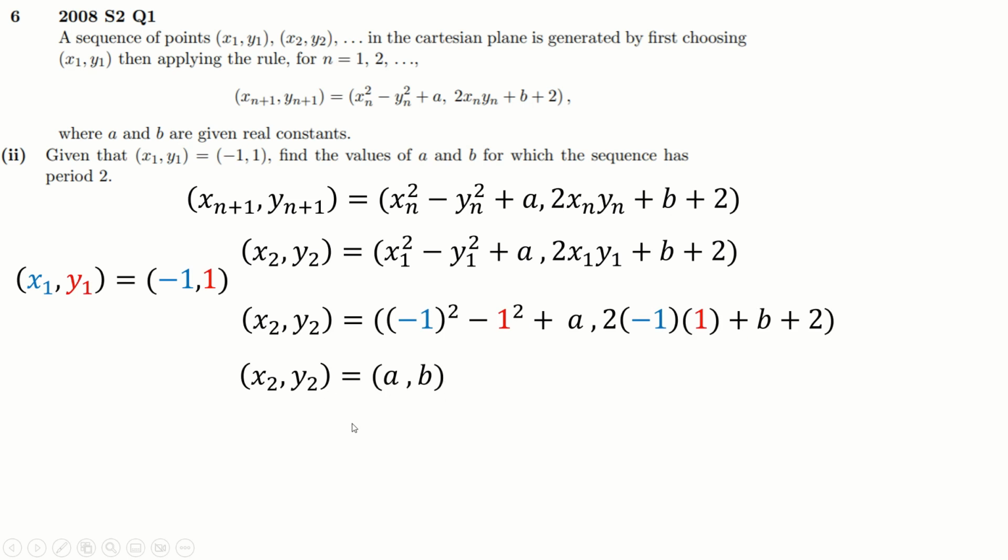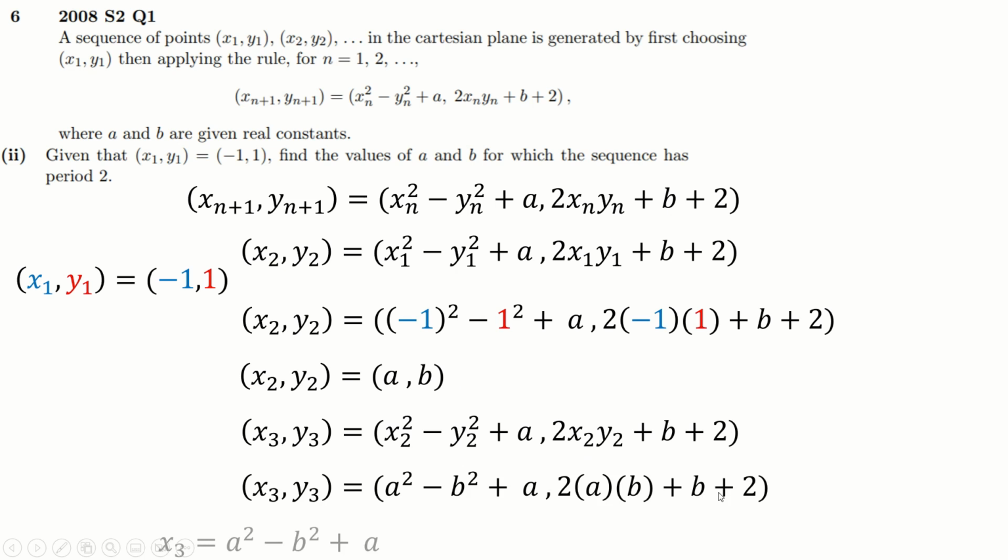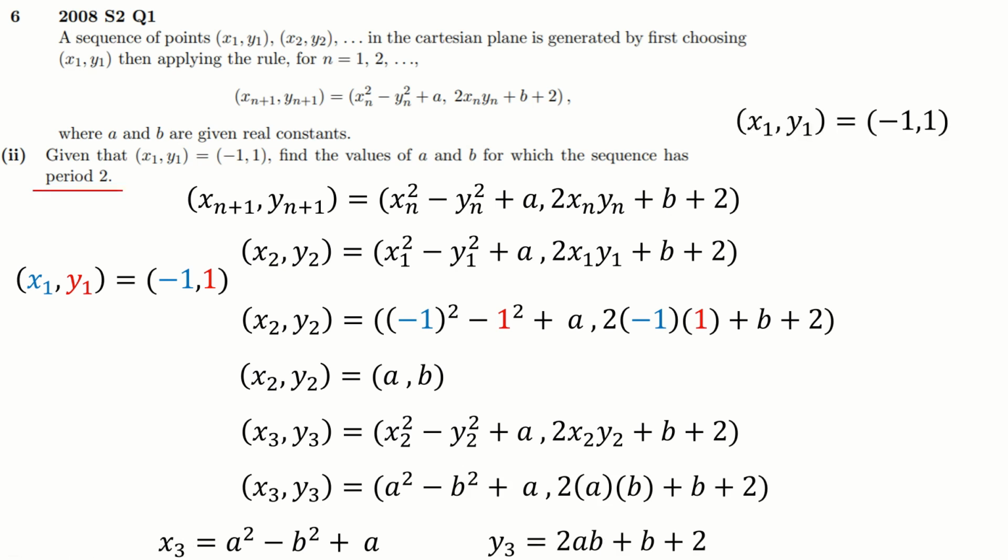And now for the third term, we can just put the second term into here to find the third term. So put an a squared and a b squared in there, and a 2ab in there with a b there, and we end up getting this thing. So x3 is this, and y3 is that. Simplified up. But remember, x3 and y3 have to be x1 and y1, because this sequence starts at x1, y1, and that's the same as x3, y3, because it goes yes, no, yes, no.